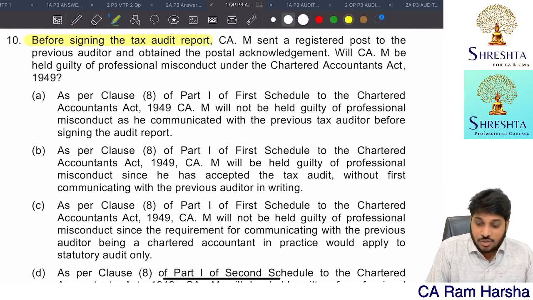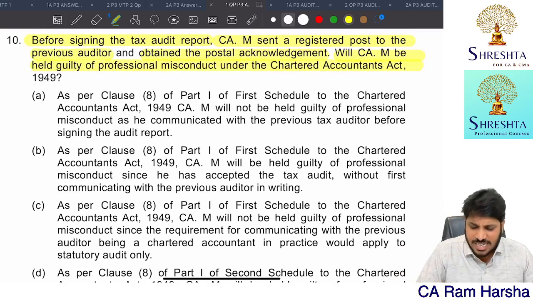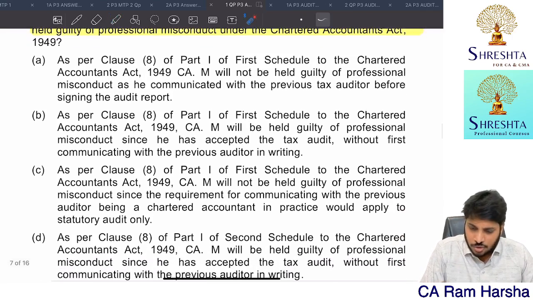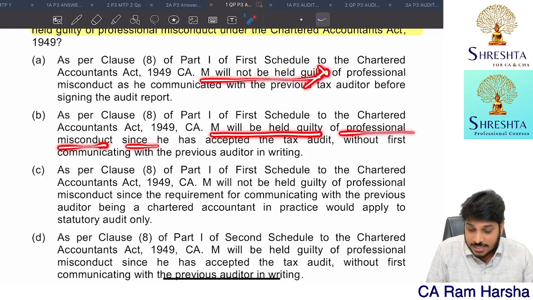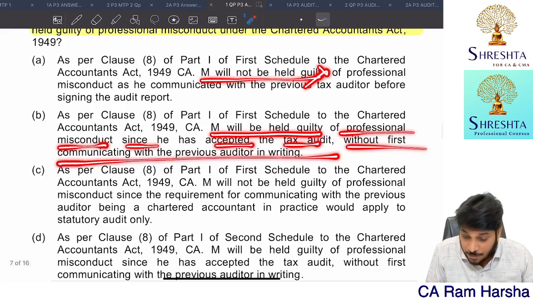Before signing the tax audit report, CAM sends a registered post to the previous auditor and gets acknowledgement. Will CAM be held guilty of misconduct? Obviously, yes, he is held guilty. So look at the answer. "M will not be held guilty." Wrong. M will be held guilty of professional misconduct since he has accepted the tax audit without first communicating.